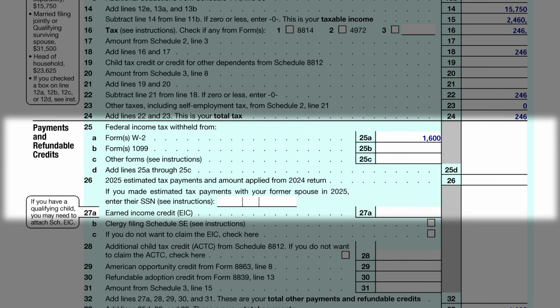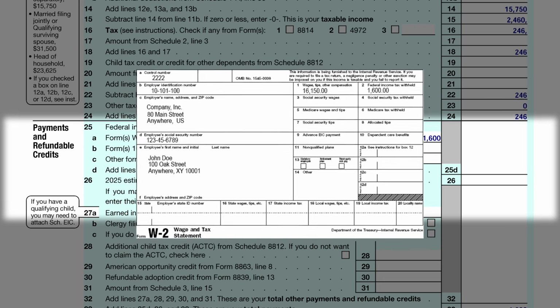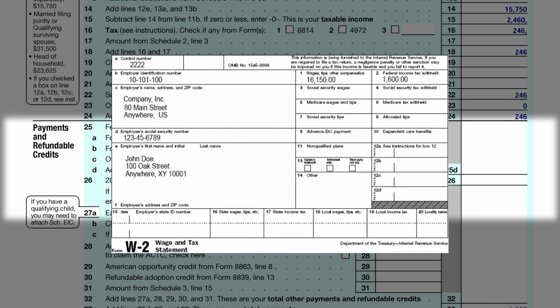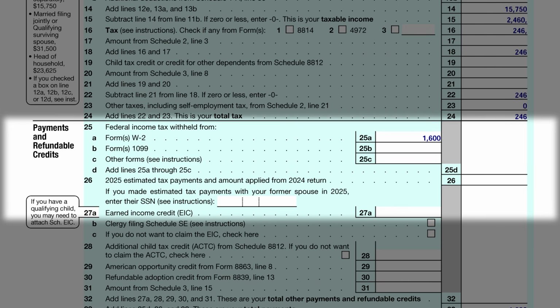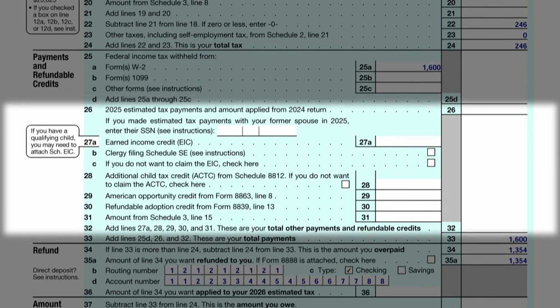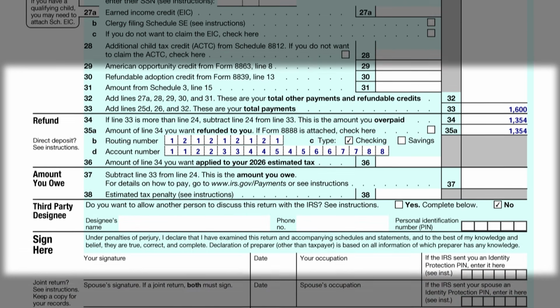For freelancers, gig workers, and anyone earning self-employment income, estimated tax payments are important. These payments help cover your tax bill if you don't have taxes automatically withheld. If you made estimated tax payments, be sure to report them accurately. John added up all the taxes he paid during the year, including withholding and any estimated payments. The total amount he paid was more than what he owed, meaning he overpaid.